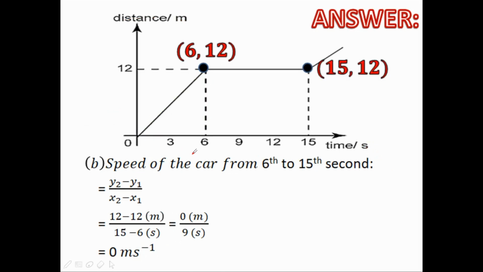Then B, the speed of the car from 6 to 15 seconds. Okay, so we have to find the gradient for 6 to 15. To find the gradient, we must at least have 2 points. So let's say the coordinate of this point is 15, 12. The coordinate of this point is 6, 12. Then the gradient will be 12 minus 12 over 15 minus 6. So 12 minus 12 is 0, 15 minus 6 is 9. The unit given is meter and second. Therefore, 0 divided by 9, you have 0 meter per second. This means that from 6 to 15 seconds, the car is not moving at all. It just stays at the same place.